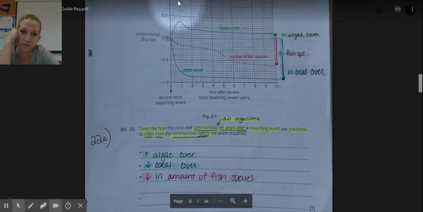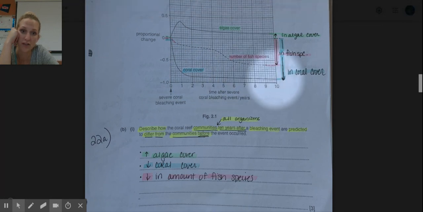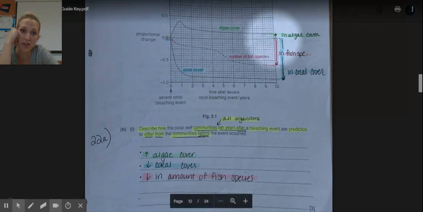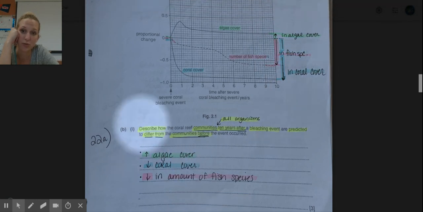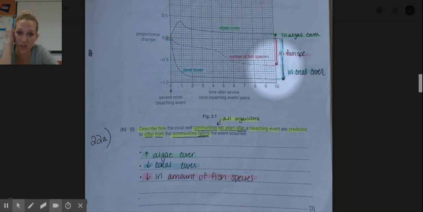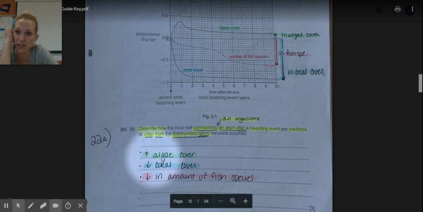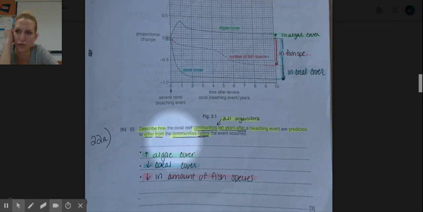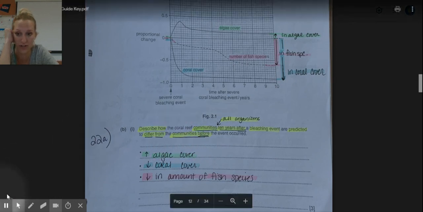Coral cover. Coral's my blue color, starting at 0, plummets and stays down. So that's a big, compared to its baseline, that's a big decrease in coral cover. The amount of fish species, which are pink, again, starting at my baseline 0, they go down and down, and there's another decrease in fish species. So this question isn't hard. Sometimes students are like, I don't know which ones to talk about. It's the communities, so you need to know it's all of the organisms.